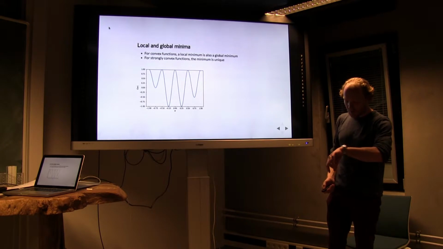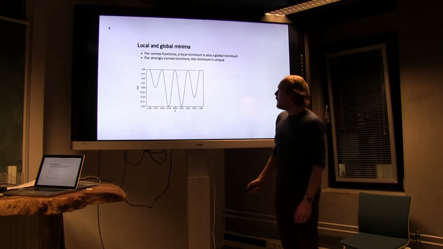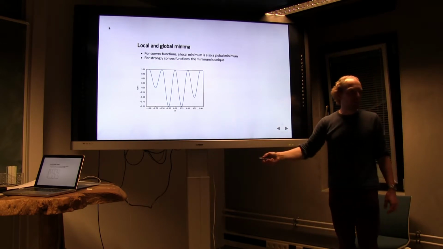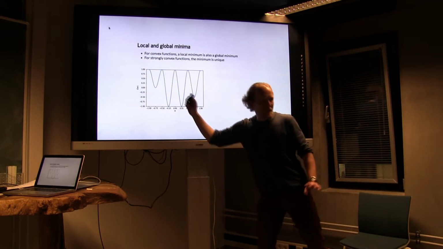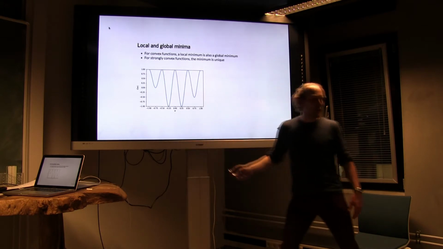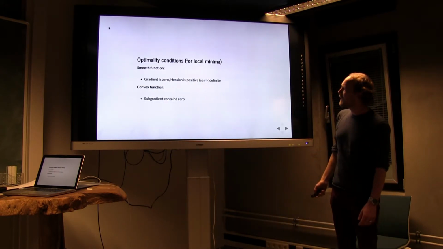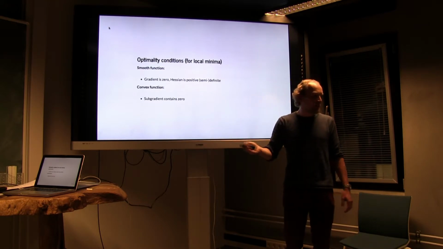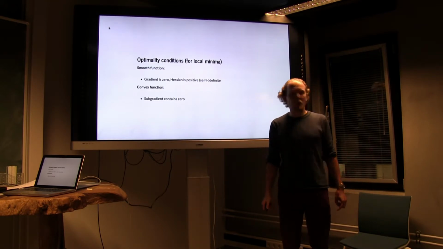So then we need to talk about minima. What is a minimum? You know this. I'm going to just skip ahead because you know what a minimum is, right? There's global minima, there's local minima. The global minimum may not be unique. That's the point. So optimality conditions, of course, if the gradient is zero, then it's a stationary point.